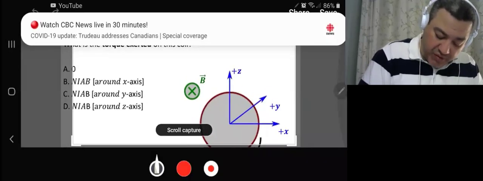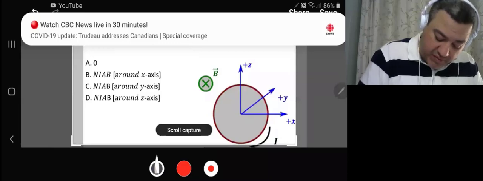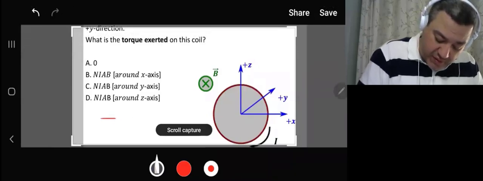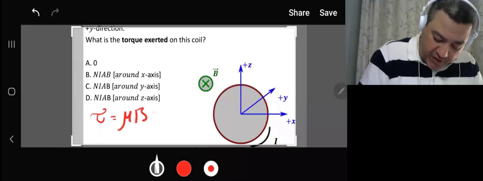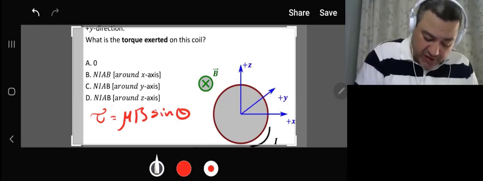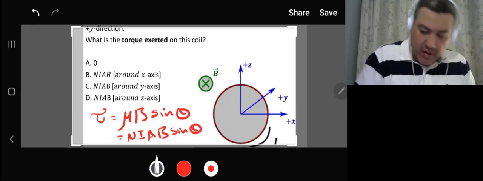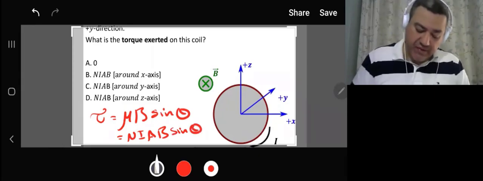The torque mathematically is mu B sine theta, right? And we know that mu is NIA. How much is theta in this case?